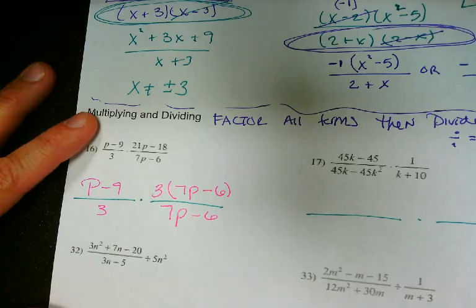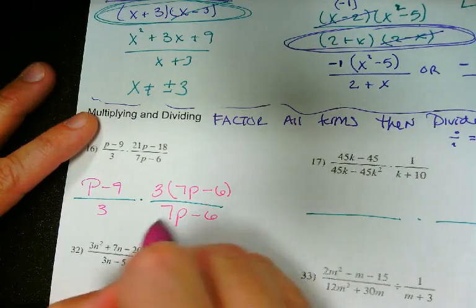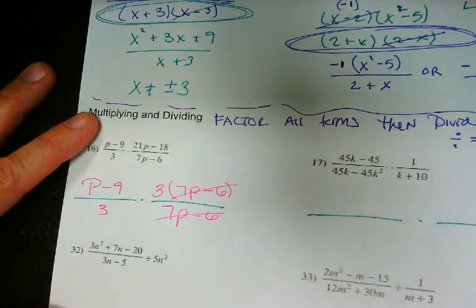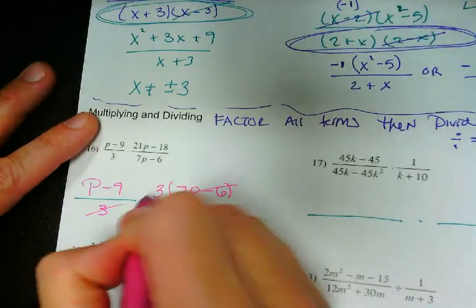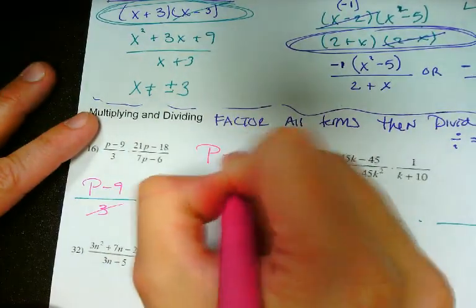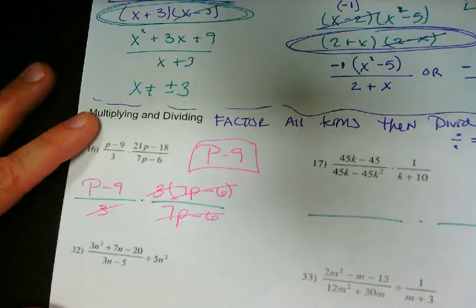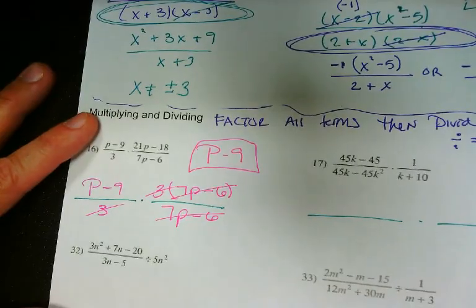Anything on the top and bottom that are the same, I can kill the 7p minus 6's. What else can I reduce? The 3's. And I think we're just left with p minus 9 for a final answer. You can put it over 1 if you want, but p minus 9 is fine.